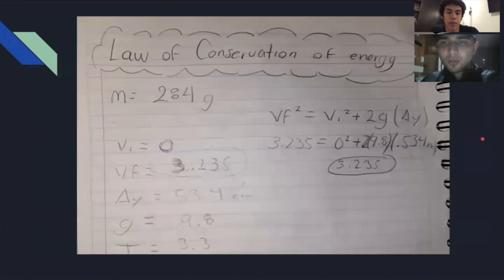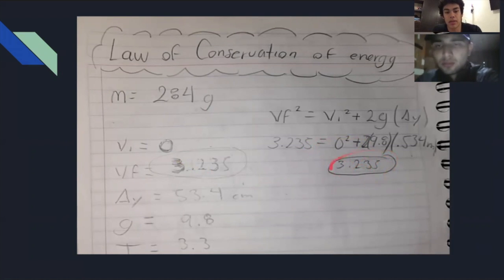So here we have a specific formula for that. This is the formula: final velocity squared is equal to initial velocity squared plus 2 times gravity times the displacement in y. Here the initial velocity is 0 because it's a free fall, and free fall always starts with a velocity of 0. We only substitute the values we already have and get that the final velocity is equal to 3.235 meters per second. This formula is very simple. We only had to substitute all the values.